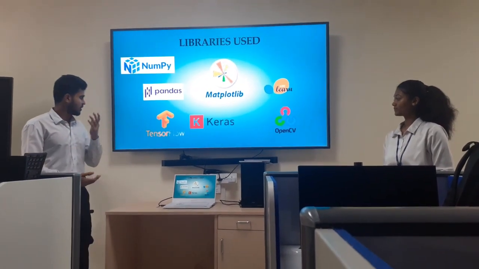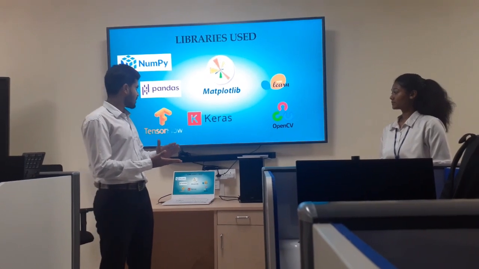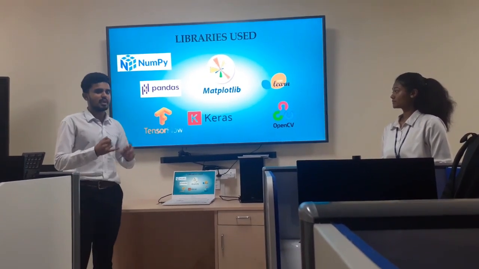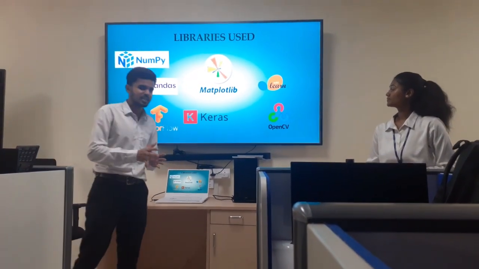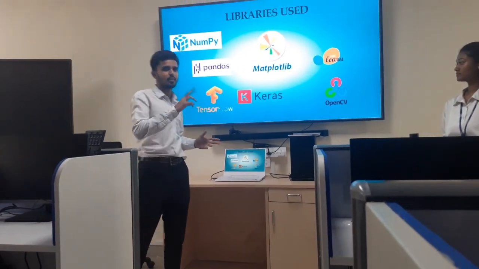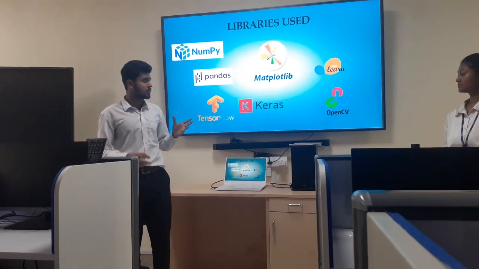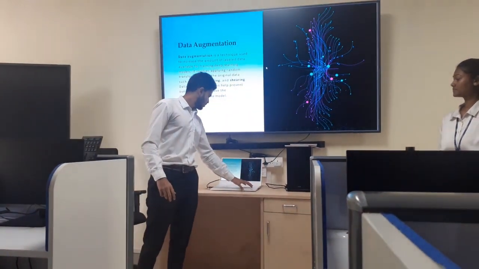TensorFlow is one of the famous libraries. It is used in neural networks like CNN. We mainly used this TensorFlow library in CNN. Keras is one of the famous APIs, which is linked to TensorFlow. We split the data 80 and 20 percent, 80 for the training data, 20 for the test data. OpenCV is a library which is used for image detection. It's open source.